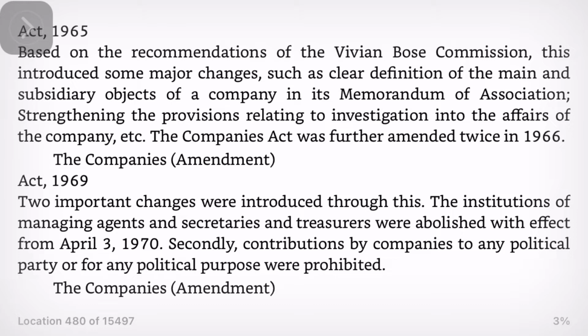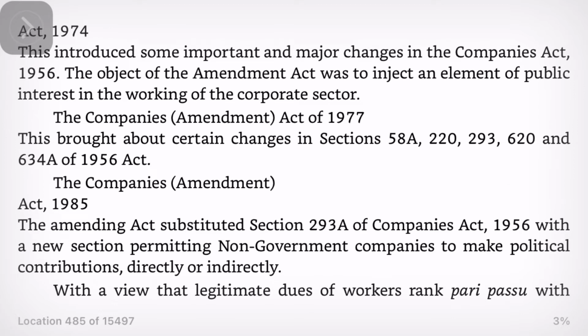The Companies Amendment Act 1974. This introduced some important and major changes in the Companies Act 1956. The object of the Amendment Act was to inject an element of public interest in the working of the corporate sector. The Companies Amendment Act of 1977. This brought about certain changes in sections 58A, 220, 293, 620 and 634A of the 1956 Act.